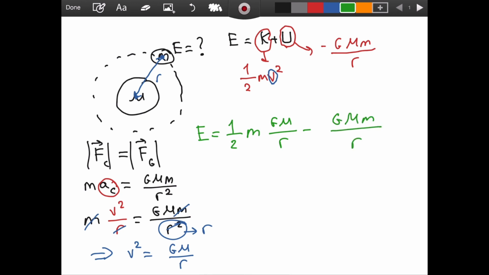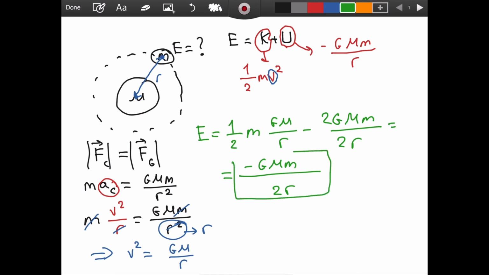To get the same denominator of 2r, I'm going to multiply the top and the bottom in the second term by 2. This doesn't change the value of the expression. And if we combine them under one denominator, we will get negative GMm over 2r. So this is the formula that you can use for finding the energy of a satellite in an orbit.